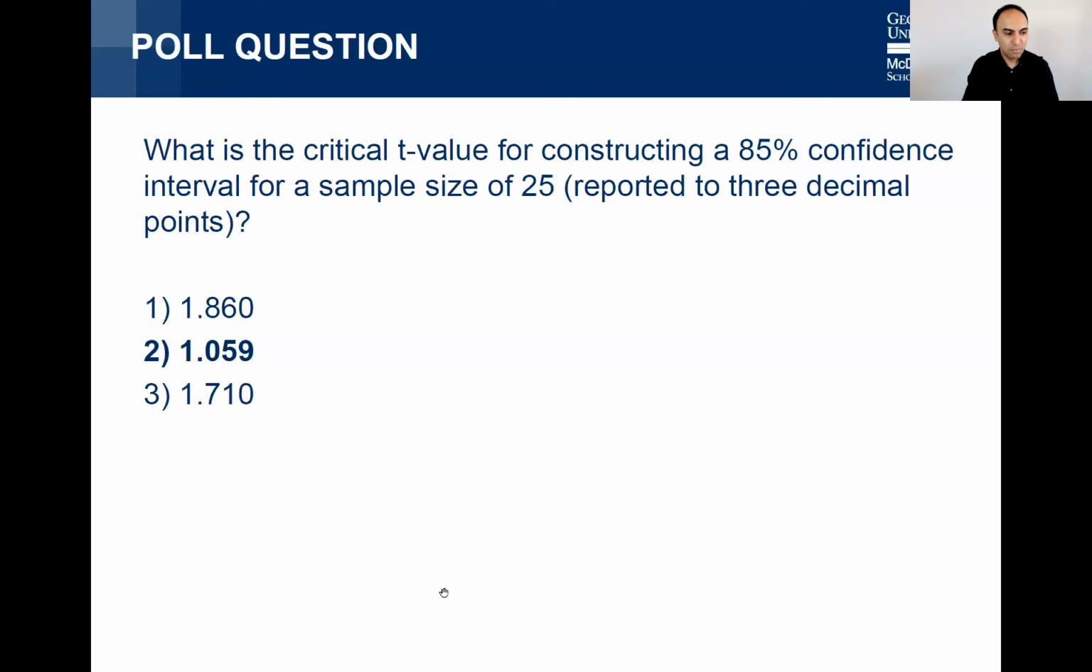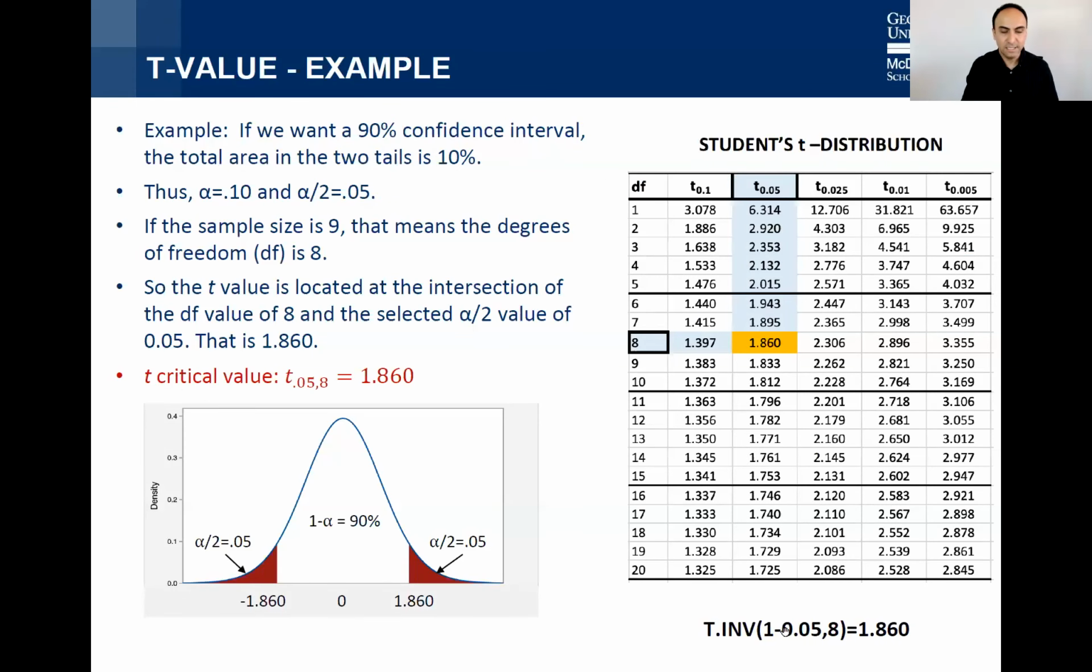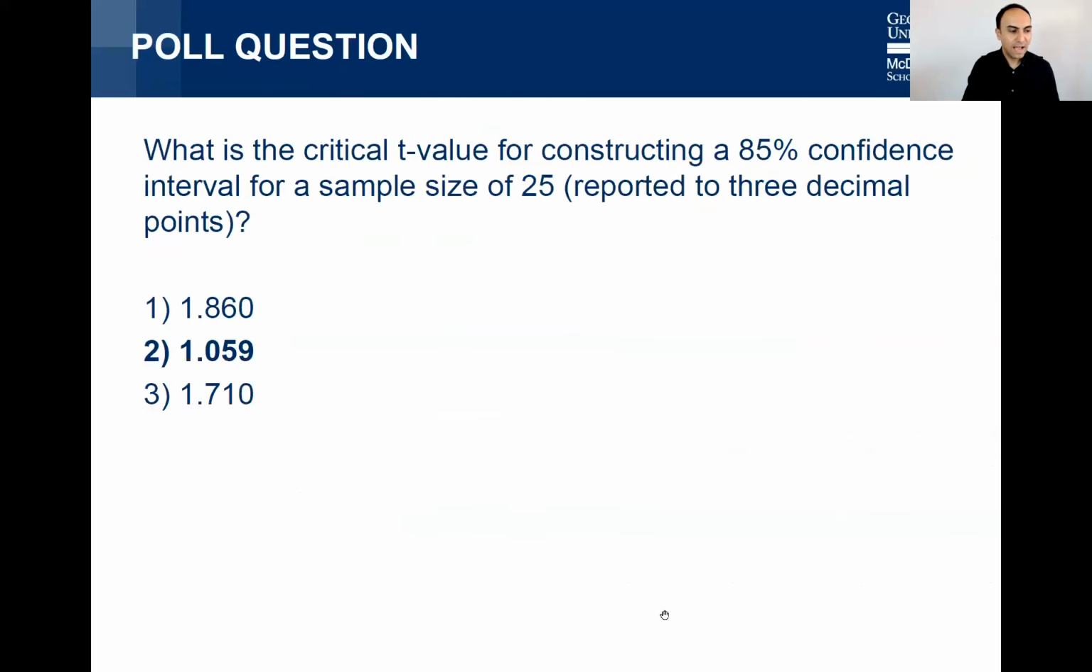Well, you can just go back and follow a formula like this that I showed you. Calculate alpha. Alpha in this case would be 0.15, 1 minus this. So alpha half would be that divided by 2. Sample size is 25, so n minus 1 would be 24. You plug that in Excel and you can find that value. So these are the poll questions. There is interactive learning as you go through the asynchronous session.